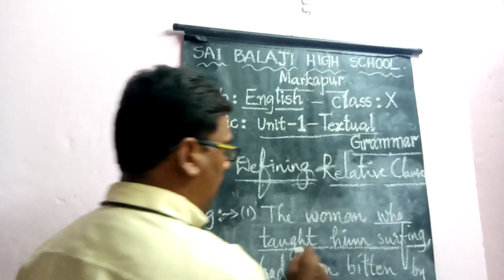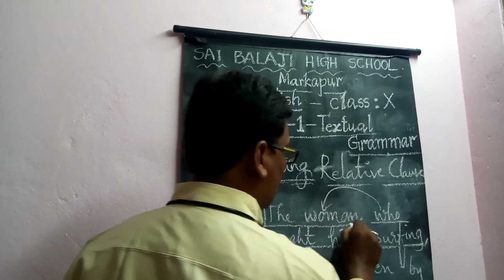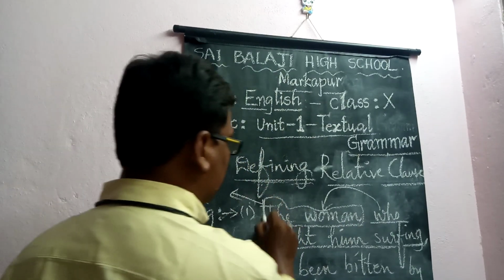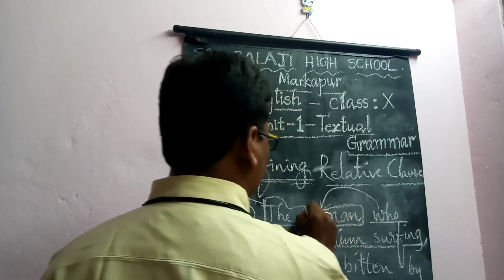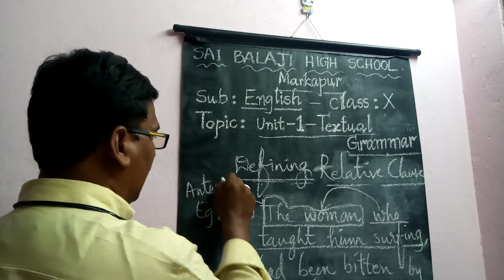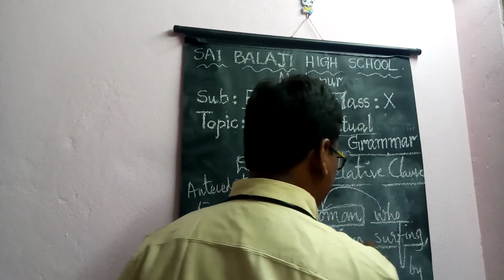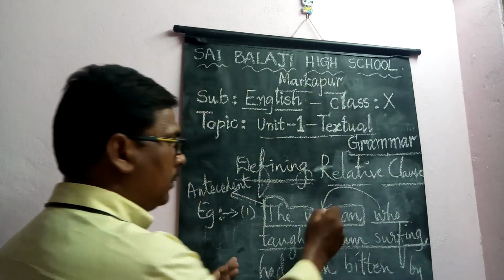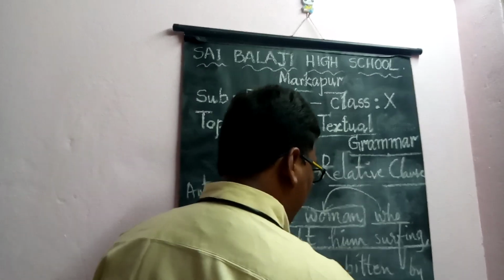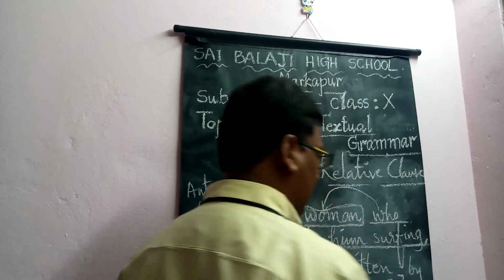So this relative clause part defines about the antecedent. This part, that means the subject part, is known as antecedent. So here relative clause part defines about the antecedent. That's why it is called defining relative clause.